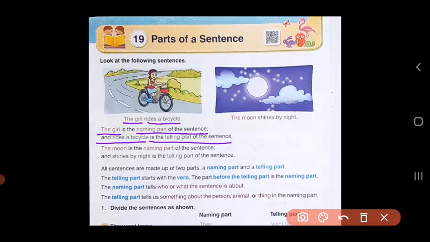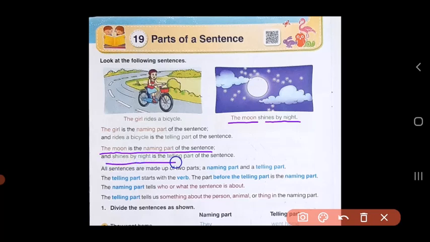In the same way, for the second example, the moon, which is in red, is the naming part of the sentence, and shines by night, which is in green, is the telling part of the sentence. So sentences have two parts, the naming part and the telling part. Now let's see what these two parts are.